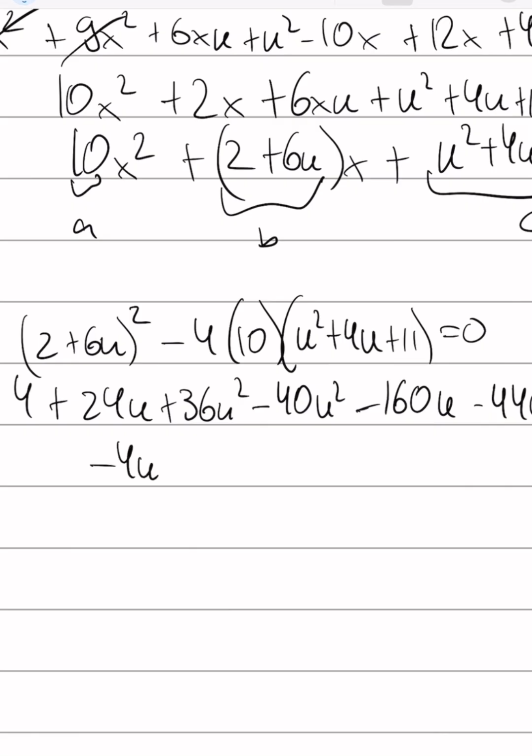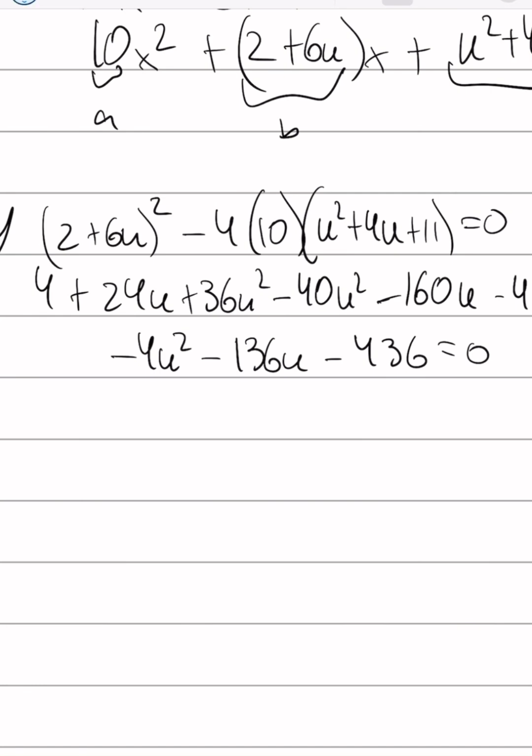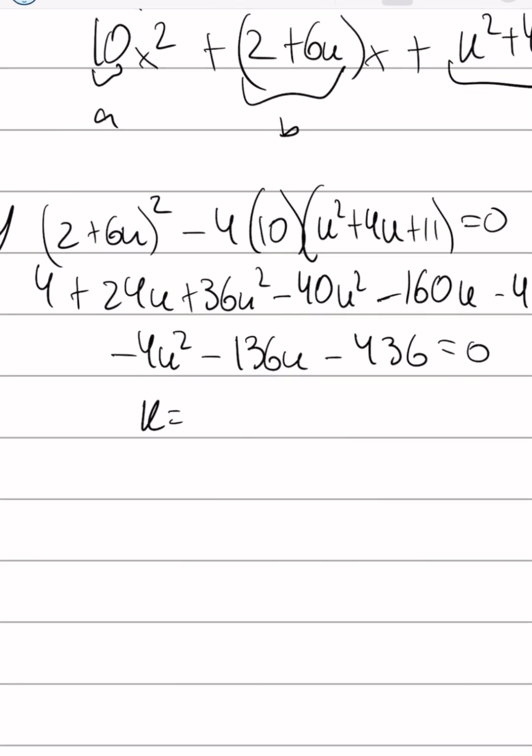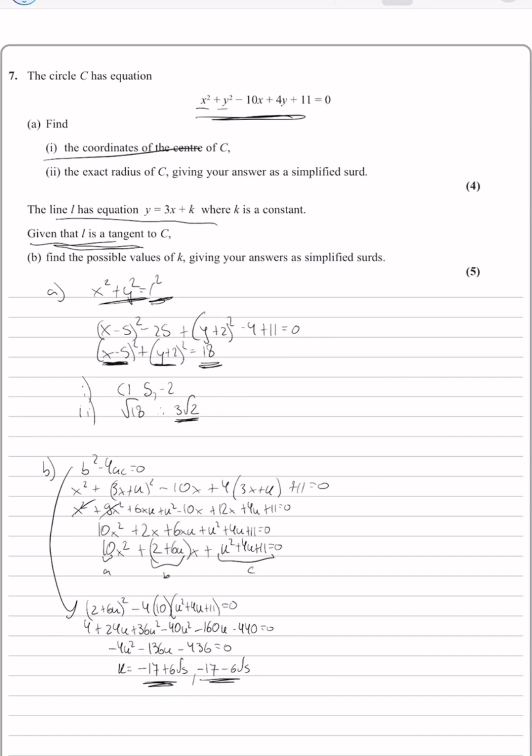Therefore, this will be minus 4k squared minus 136k minus 436 equals 0. Therefore, by solving this, we get k is either minus 17, 6, or so those are the two possible values of k.